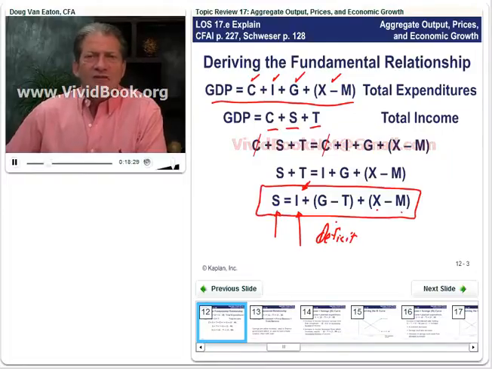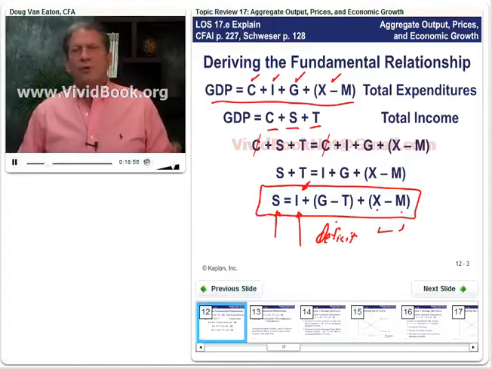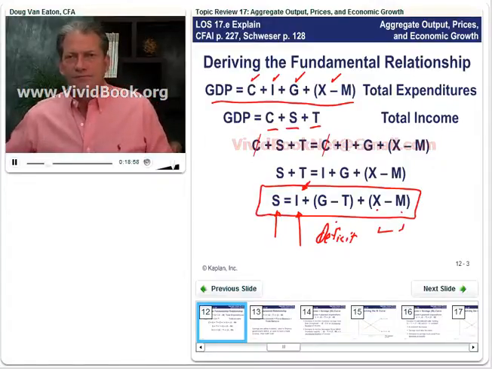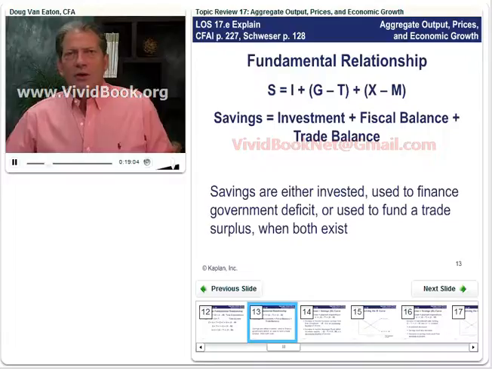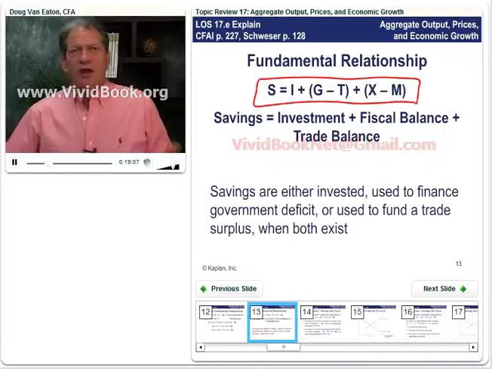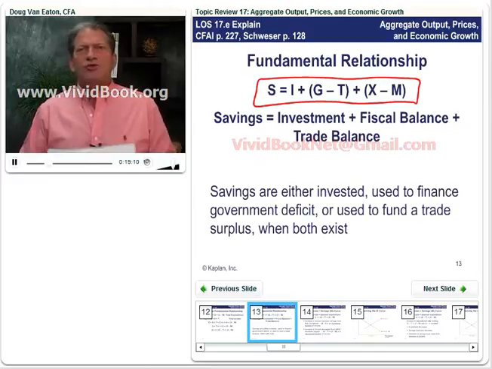So we're saying that savings can go in a number of places, but it's a fixed number of places. It either goes for business investment, or it goes to buy government bonds to fund the deficit, or it could go to fund this exports over imports. So there is that other big deal relationship that we're going to see. Savings equals investment plus fiscal balance plus trade balance. Okay?